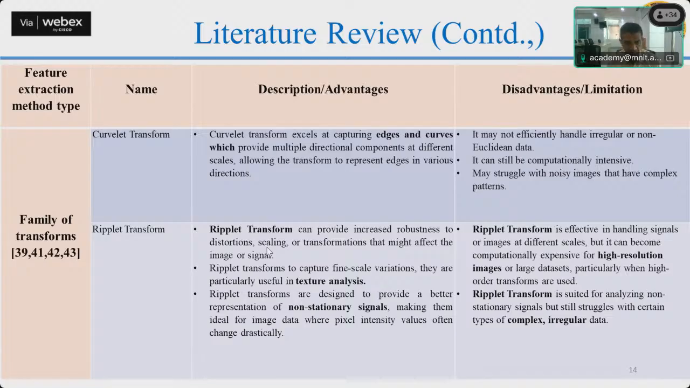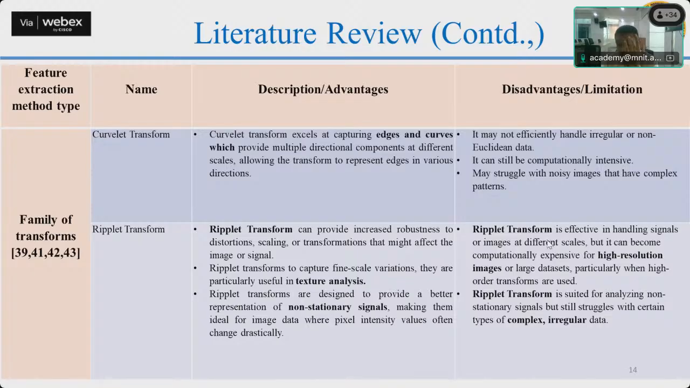Ridgelet transform can provide increased robustness to distortions, scaling, or transformations that might affect the image or signal. Ridgelet transform captures fine-scale variations. They are particularly useful in texture analysis. Ridgelet transform is designed to provide a better representation, making them ideal for image data where pixel intensity values often change drastically. That is the beauty, or the nature, of this signal.